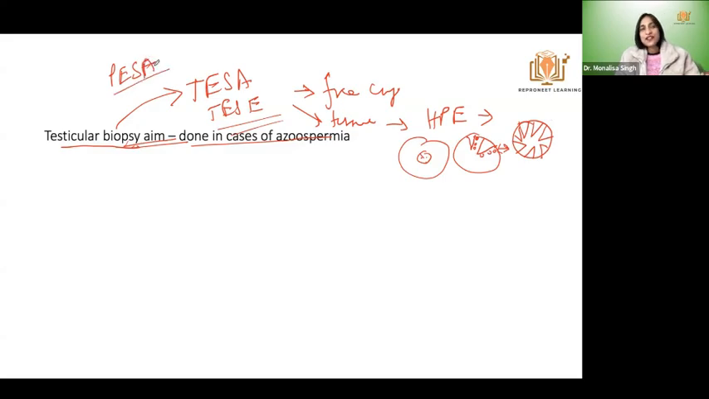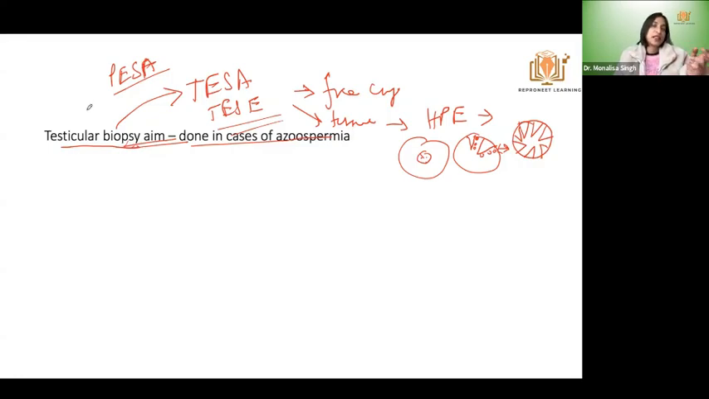So the diagnostic test to differentiate obstructive from non-obstructive or testicular azoospermia is testicular biopsy. But if you see guidelines, they'll say if you want to do testicular biopsy for diagnosis, counsel the couple that if I find spermatozoa, I will freeze them.